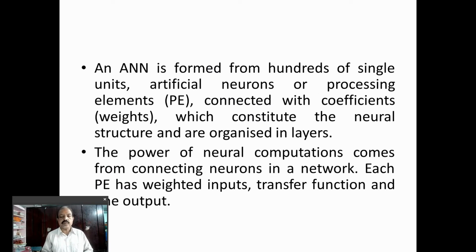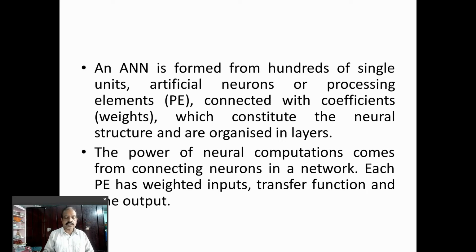Then coming to the actual constituents of this ANN, it is formed from hundreds of single units, what we call the processing units, or artificial neurons or synthetic neurons. The most beautiful thing is that they are all interconnected, in a network, and they are organized in layers. The power of neural computations comes from connecting neurons in a network. So these neurons are the nodes, what we call the processing elements.